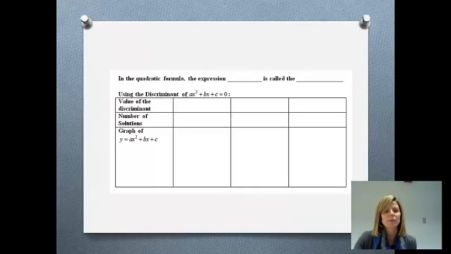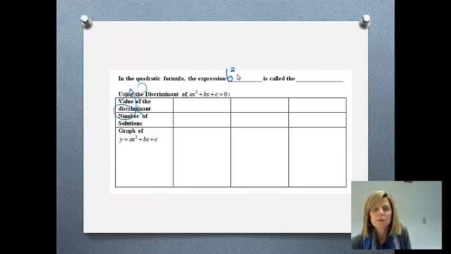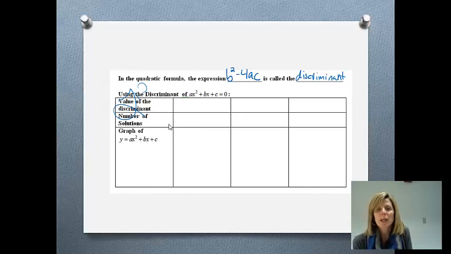quadratic function has. All right, in the quadratic formula, the expression b squared minus 4ac, the part inside of the square root, is called the discriminant. If you're used to that word, it discriminates what type of answer you're going to get. When we use the discriminant, if we get a positive answer, what that is going to mean is there are going to be two solutions.